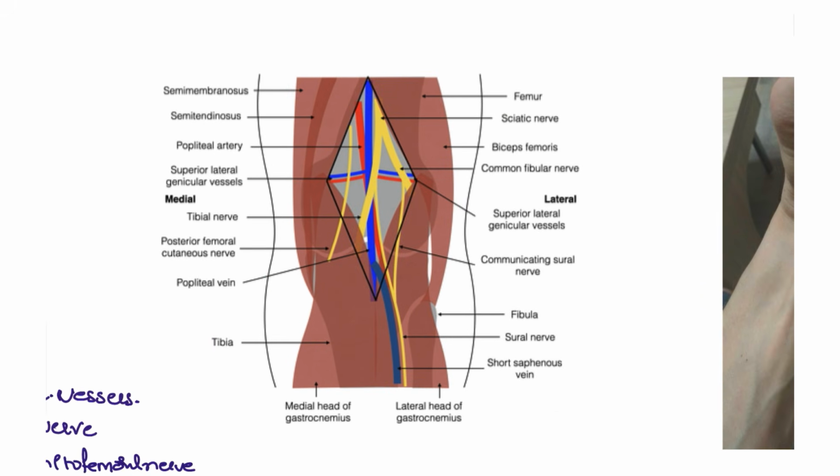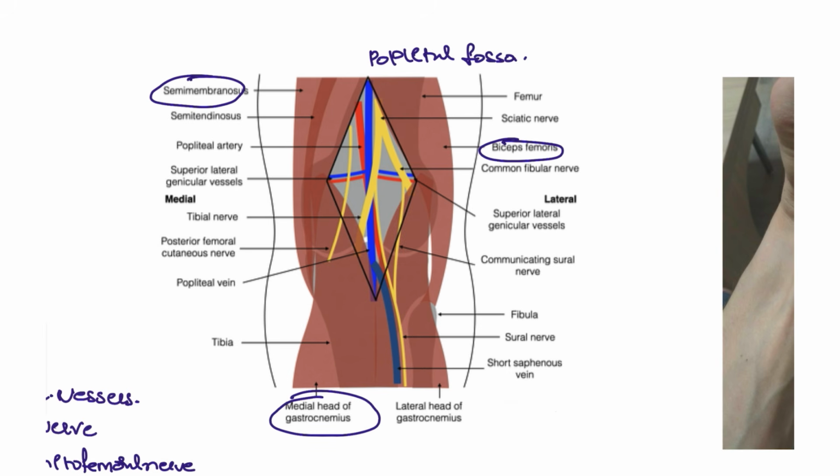Next, the popliteal fossa. In the popliteal fossa there are four borders. On the superior side are semimembranosus and biceps femoris. On the lower side are the medial head of the gastrocnemius and the lateral head of the gastrocnemius. So these are the borders of the popliteal fossa.